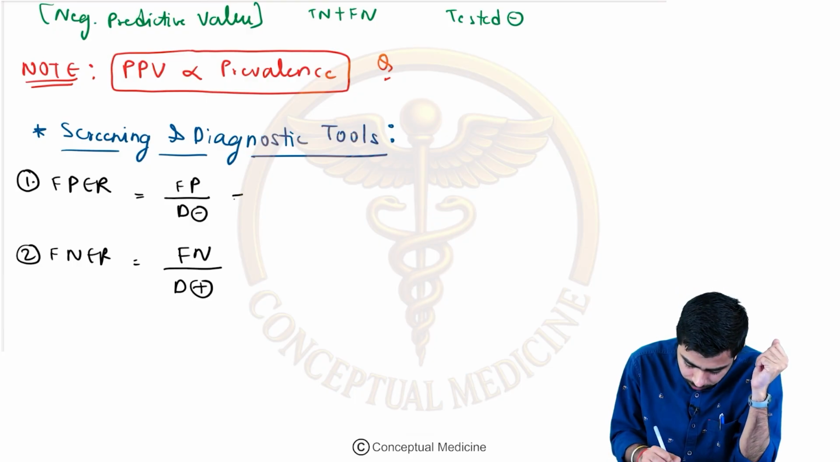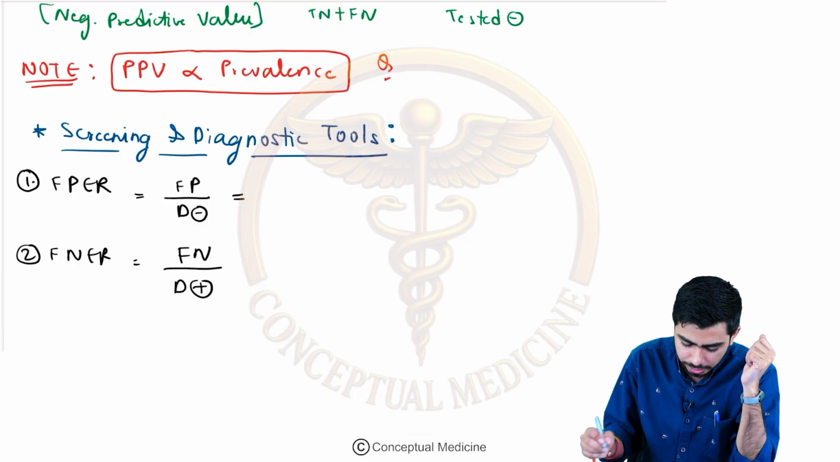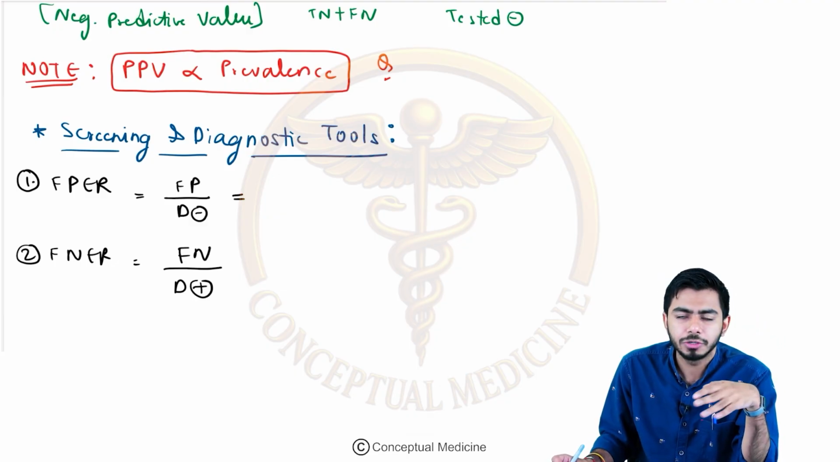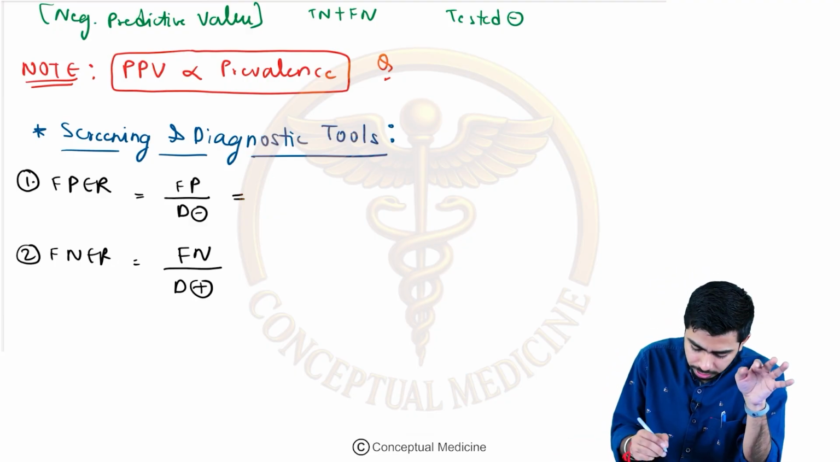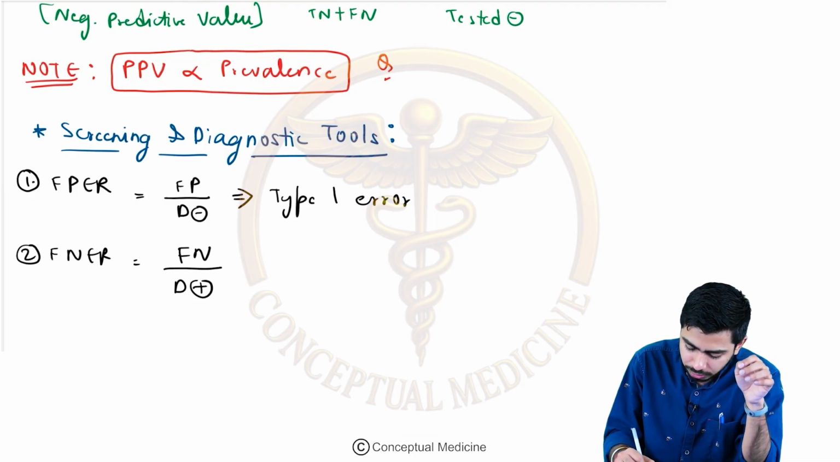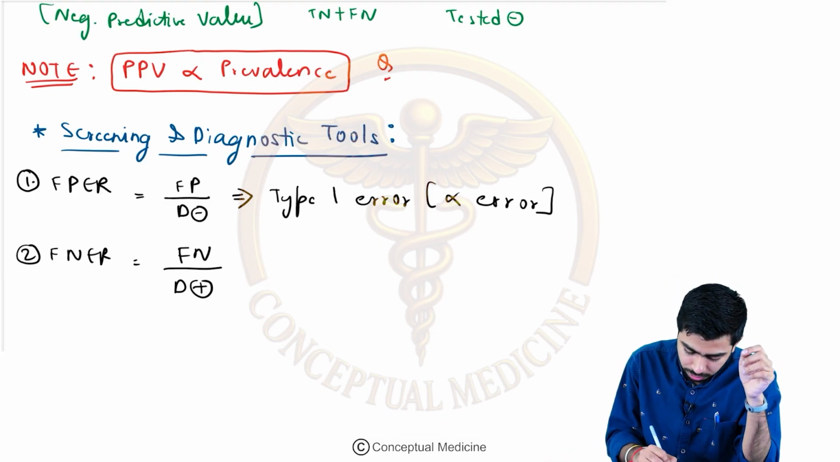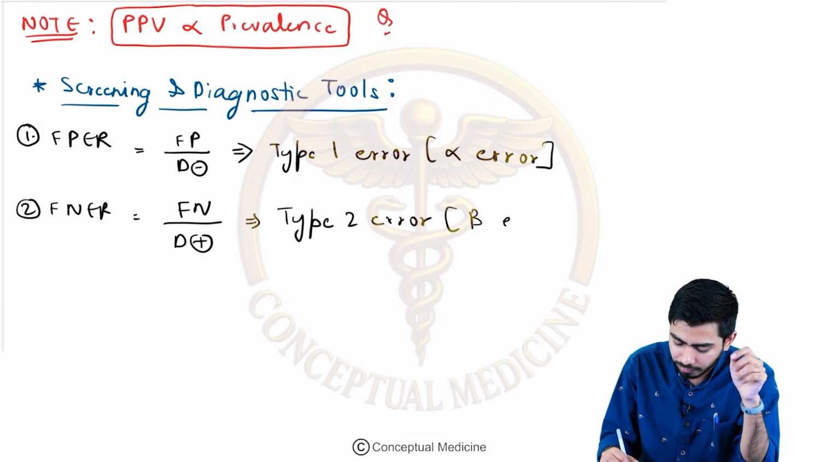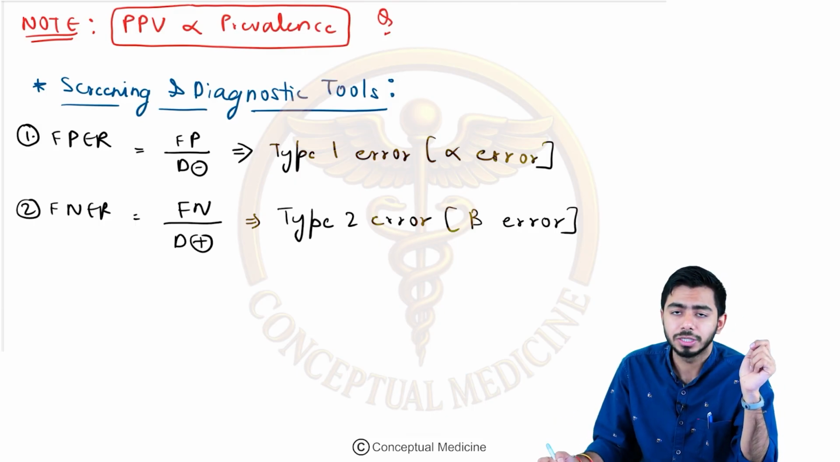So over here, what shall I write? If there is an error related to the false positive error rate, then you will say this is the type 1 error, which is also called the alpha error, because alpha comes first, right? Here, if they are talking about the error in the false negative error rate, then you are talking about type 2 error, which is also called, after alpha what comes? Beta. So that is the beta error.